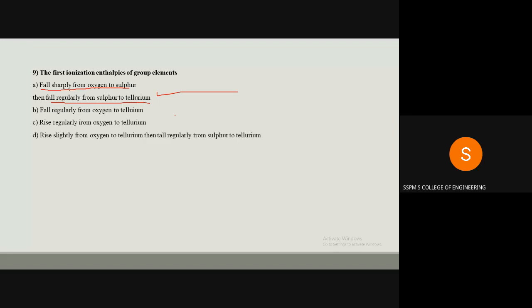Then which of the following elements of the group is radioactive? Oxygen is not a radioactive element. Selenium is not a radioactive element. Tellurium is not a radioactive element. So the radioactive element is polonium.